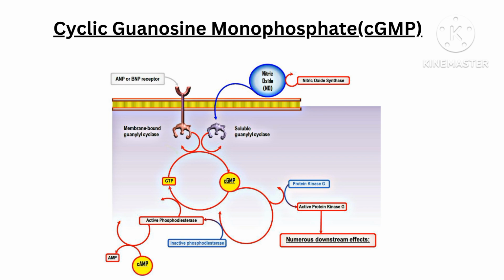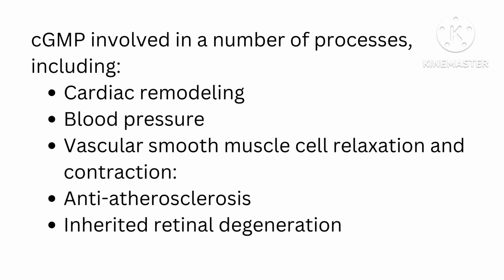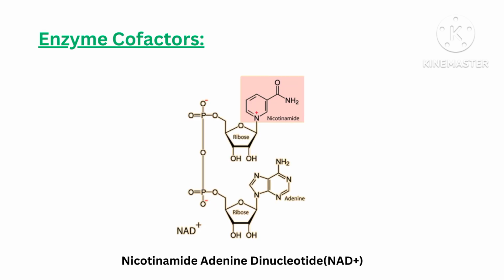Like cyclic AMP, cGMP is degraded by phosphodiesterases. Some phosphodiesterases only affect cGMP, e.g., PDE5A, the target of sildenafil, whereas others, PDE2 and PDE3, can hydrolyze both cAMP and cGMP. It's involved in a number of processes, including cardiac remodeling, blood pressure, vascular smooth muscle cell relaxation and contraction, anti-atherosclerosis, and inherited retinal degeneration.